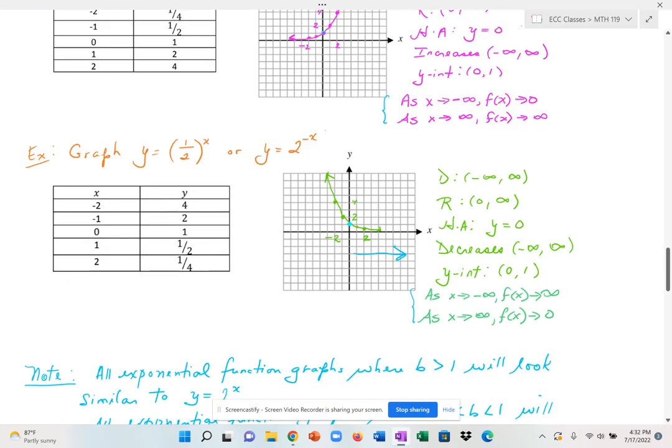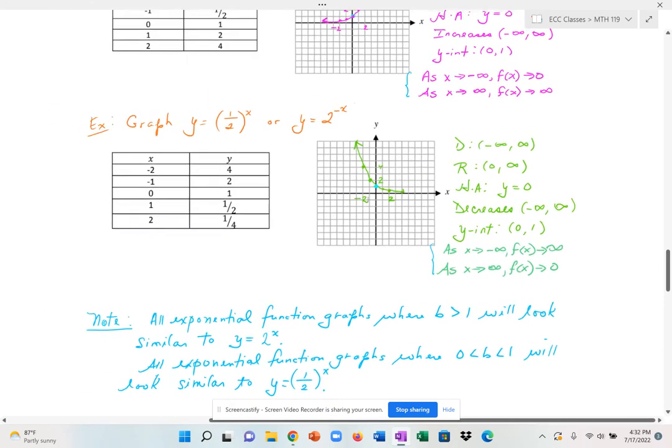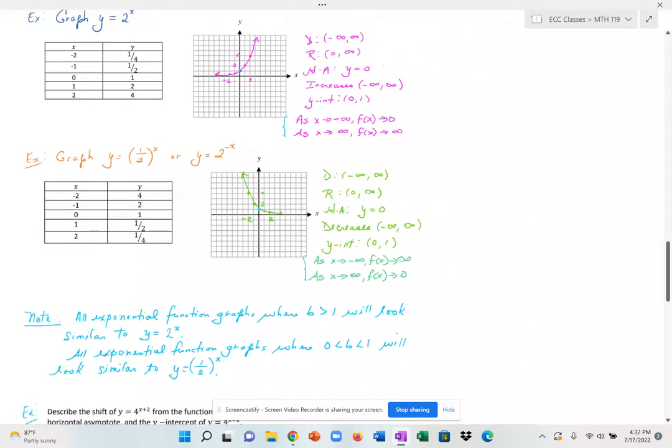Okay, so let's move on. An exponential function graph where the base is greater than 1 will look similar to the graph of y equal to 2 to the x. That's the one that I plotted earlier, the one up here. The graph will be going upward from left to right. But when your base is between 0 and 1, then your graph is going to look more like the second one.